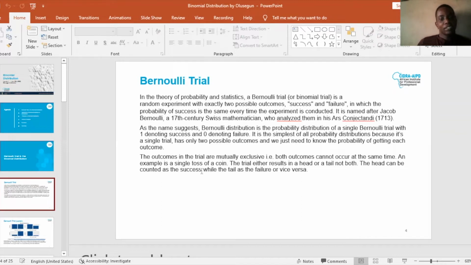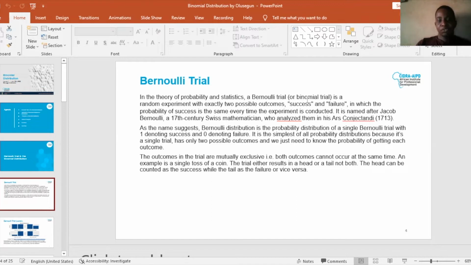So as the name suggests, Bernoulli distribution is a probability distribution of a single Bernoulli trial, with 1 denoting success and 0 denoting failure. It is the simplest of all probability distributions because it's a single trial, has only two possible outcomes, and we just need to know the probability of getting each outcome. The outcomes in the trial are mutually exclusive. That is, both outcomes cannot occur at the same time.